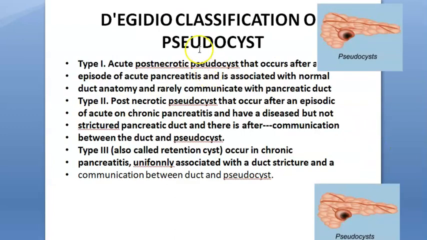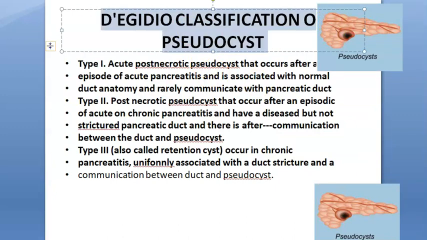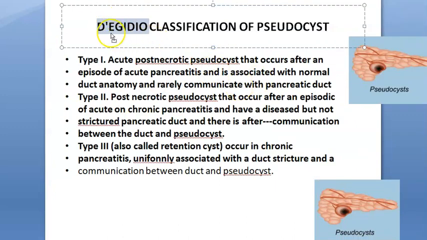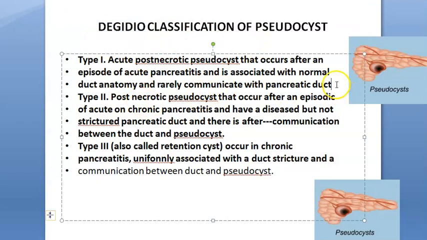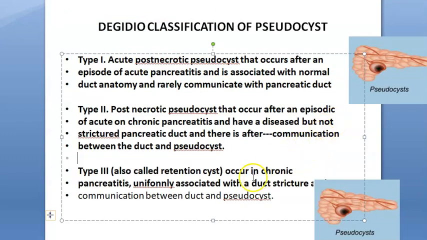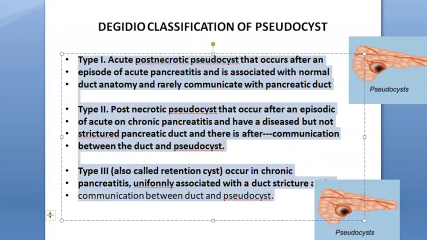Okay, fine. Now let us go to the classification of pseudocyst. This is the DeGiDio classification of pseudocyst. So there's type 1, type 2, type 3. There are three types of pseudocyst.